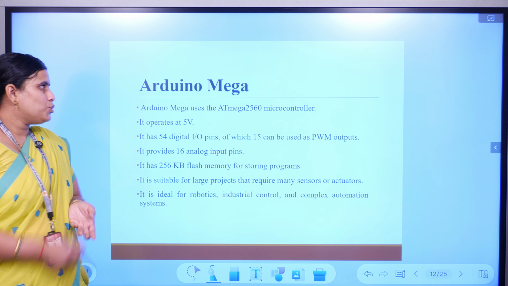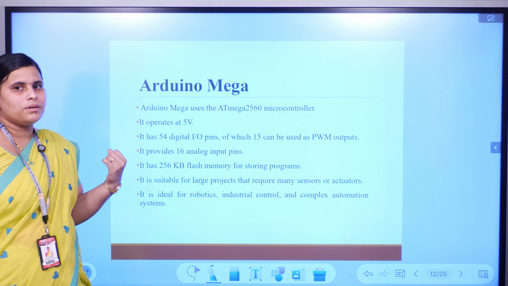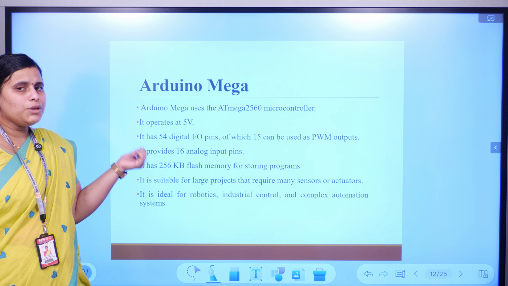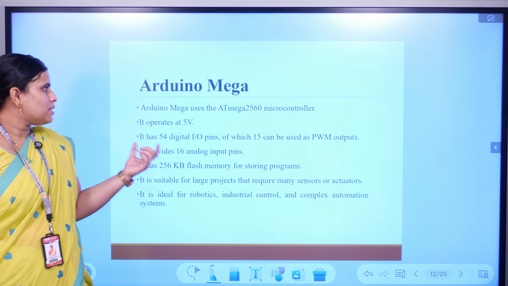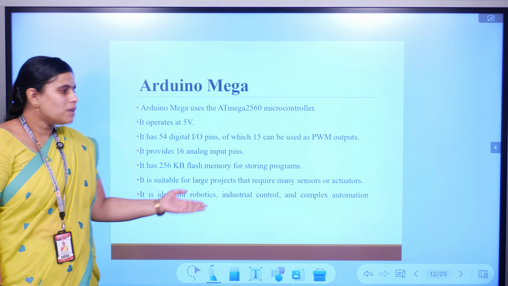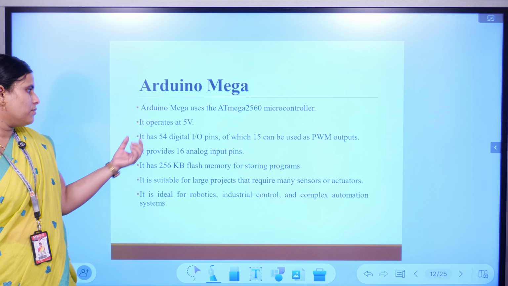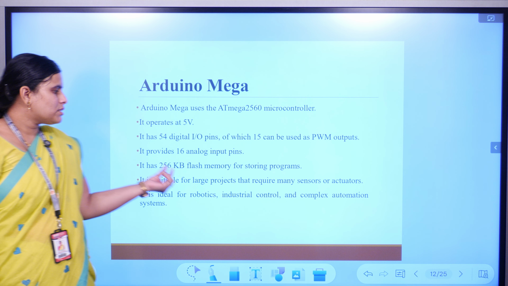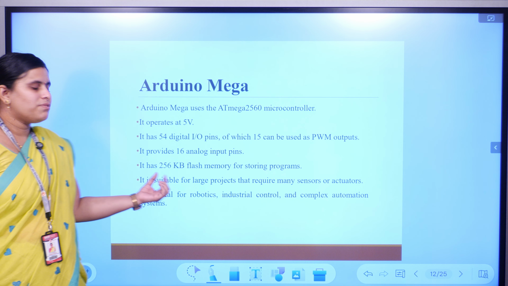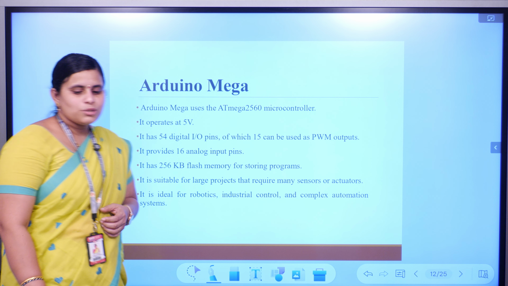Up to now we have seen the Arduino Uno board, but as we discussed earlier, there are different types of Arduino boards like Arduino Mega, Uno, Due and Nano, but here we look at the Arduino Mega. In the name itself, Arduino Mega means it is used in large industries. It operates at 5 volts, and it has 54 digital input output pins, among them 15 are pulse width modulation outputs, and it provides 16 analog pins and 256 KB flash memory for storing the program. It is suitable for large projects like industrial control, complex industrial automation systems, and robotics.